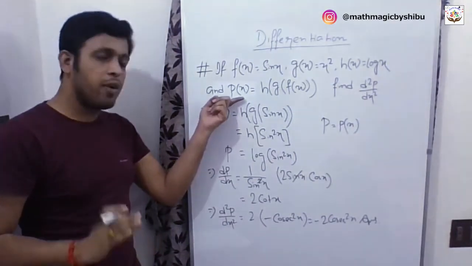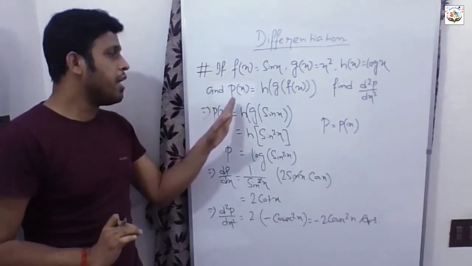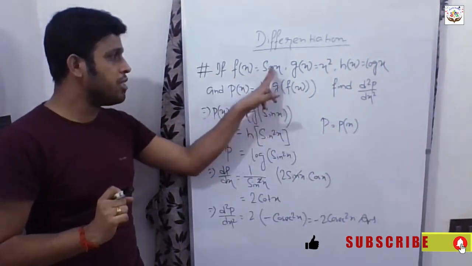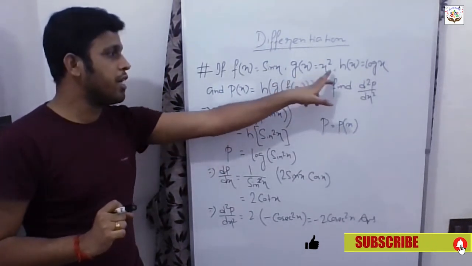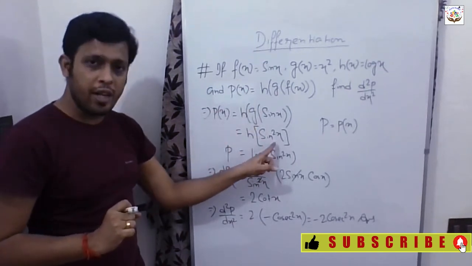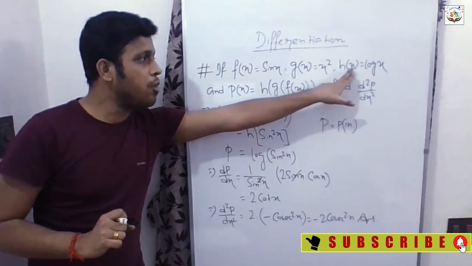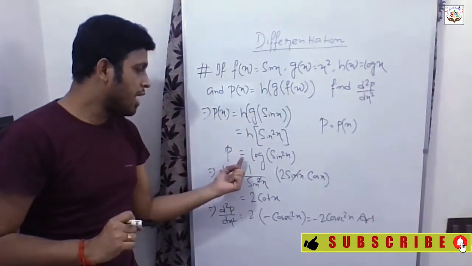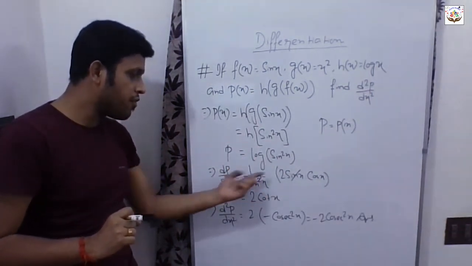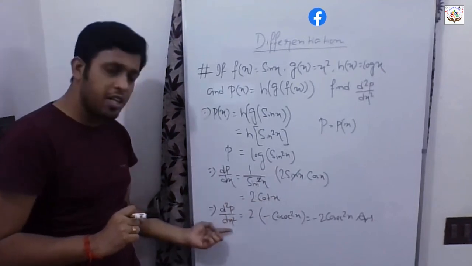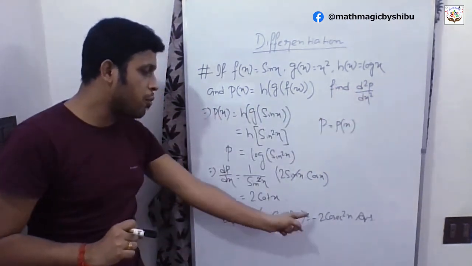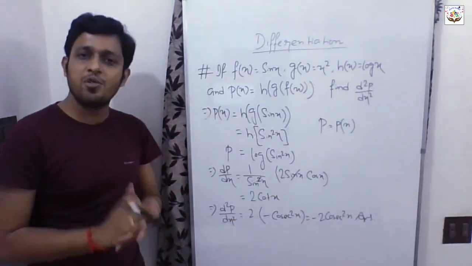So here we need to consider p as p(x). And as per the definition of p(x), it is given p(x) equals h of g of f(x), right? So we have first put the value of f(x), which is sin x. Now g(x) equals x square, so g of sin x will be sin square x. Now we have h of sin square x. As per the definition of the h function, h of x equals log x. So h of sin square x would be log of sin square x. Now we have differentiated it once to get the first order differentiation as 2 cot x, and again we have differentiated it to get the second order differentiation and the resulting answer, d2p by dx square equals minus 2 cosec square x. I hope you have understood the problem, right?